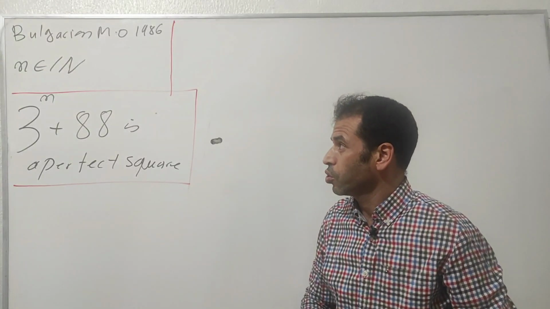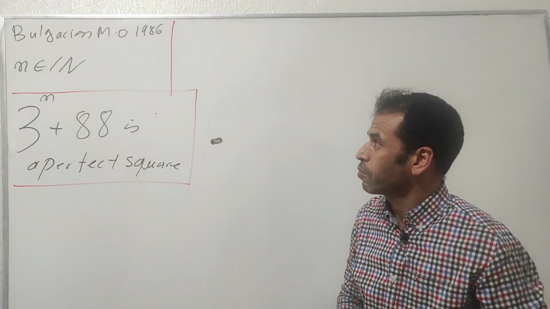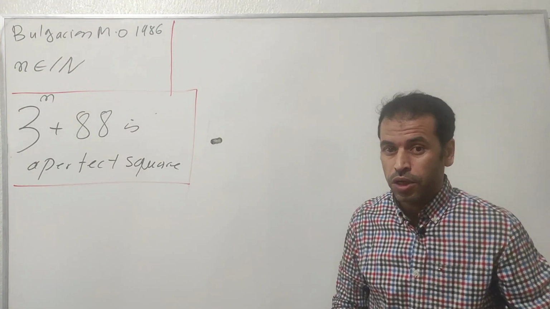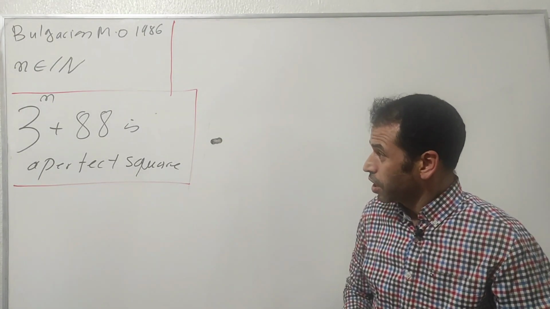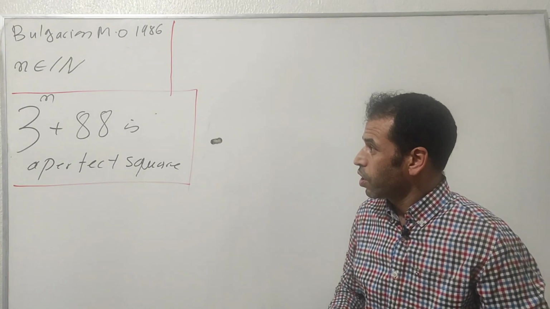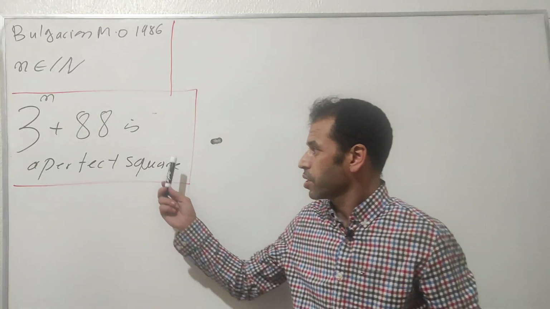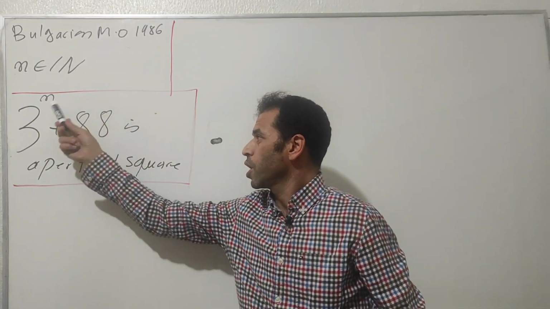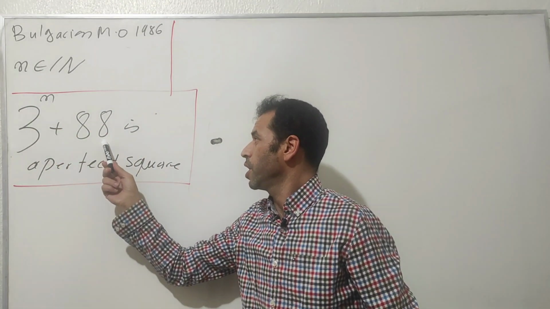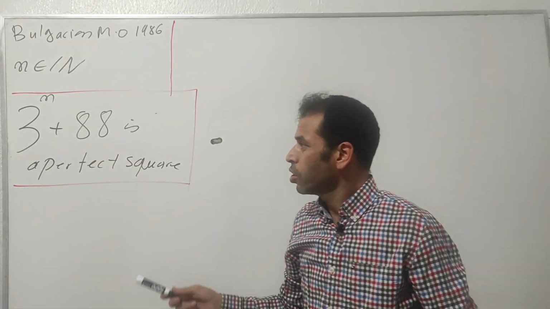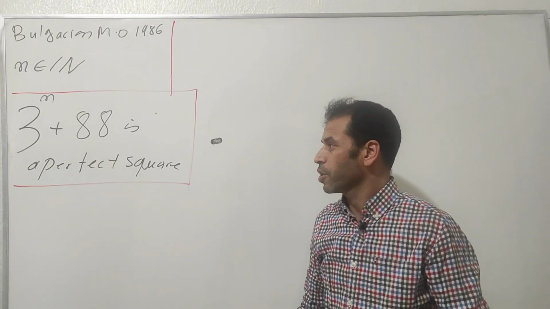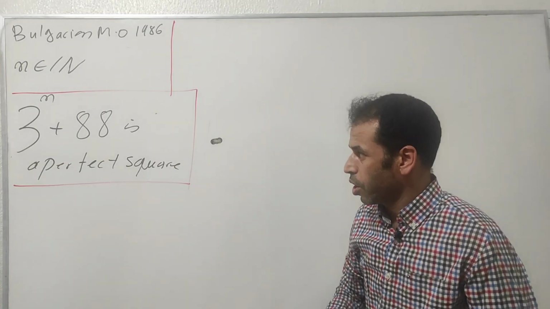Today's video, I would like to introduce you to a very nice problem. It is coming from the Bulgarian Mathematics Olympiad, edition 1986. Here is the following information. Find all n as a natural number that satisfy the following equation: 3 to the n plus 88 must be a perfect square.